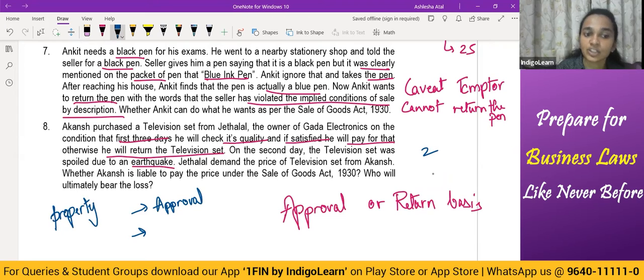Property, that is ownership in the goods, has not passed to Akansh, which means here the person who will have to bear the loss is the seller. So Mr. Jethalal is the one who will have to bear the loss and not Akansh. Let's move on to the next question.